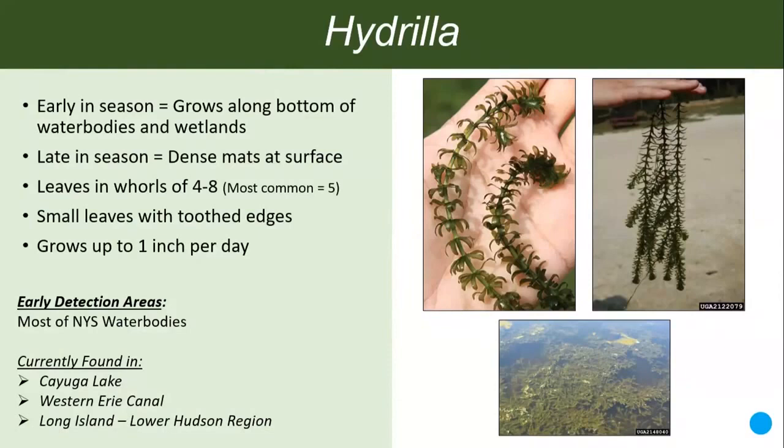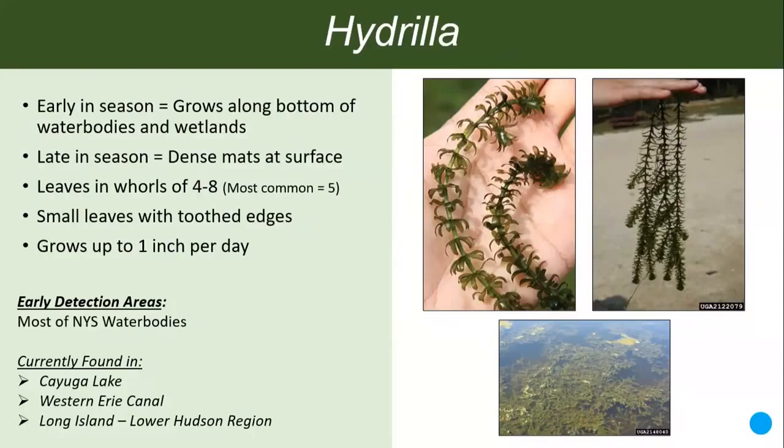Hydrilla is an impactful aquatic invasive that grows along the bottom of water bodies and wetlands in the beginning of the season. And throughout the growing season, it reaches to the top of the surface where it forms dense mats that shade out native species. It has whorls of leaves in 4 to 8 and has toothed leaf margins. And it is important to catch early since this fast-growing invasive can grow up to 1 inch per day and can even clog drainage pipes.